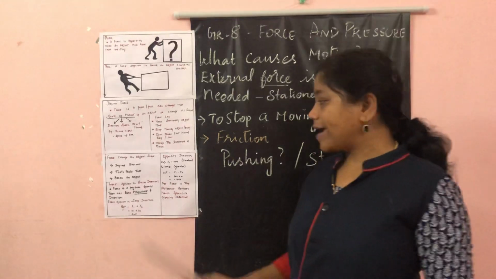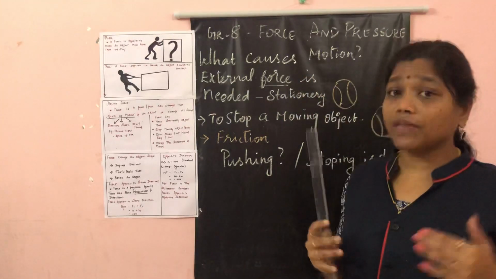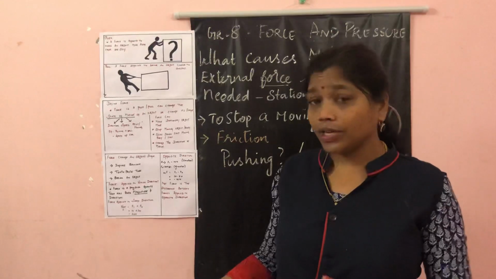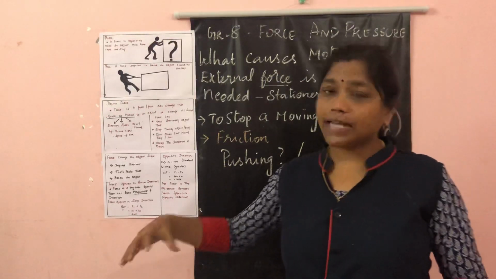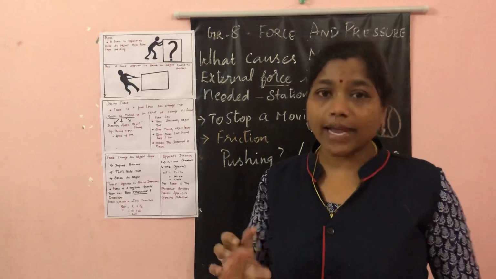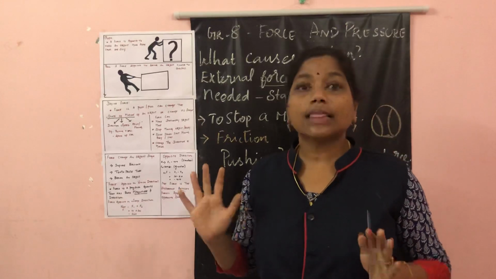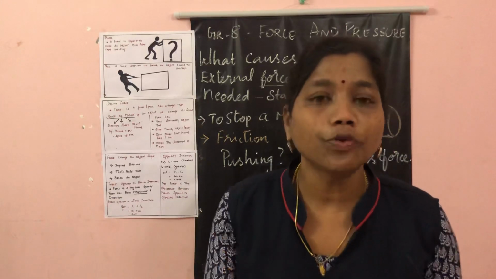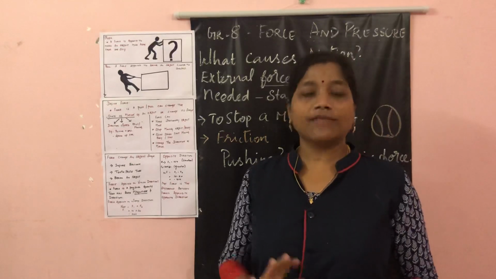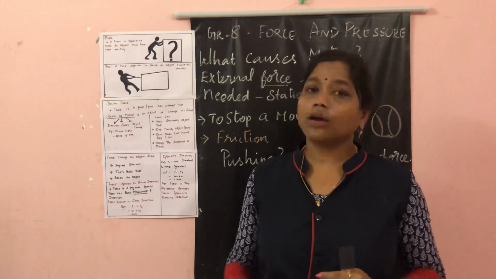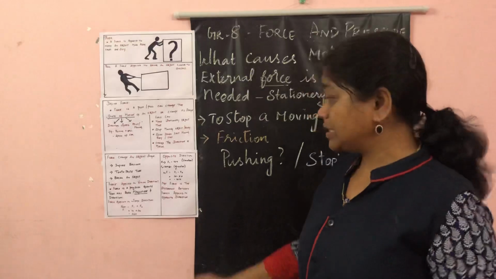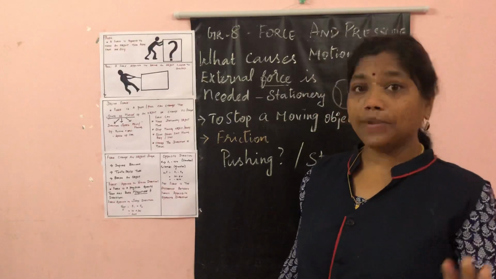So F1 plus F2: I am giving 10 Newton, he is giving 20 Newton. What happens? F1 plus F2, at the end we get 30 Newton. So 30 Newton is applied to push the box which is near to us. Clear, all of you? This is the net force in the same direction.